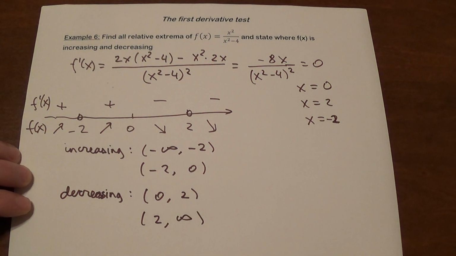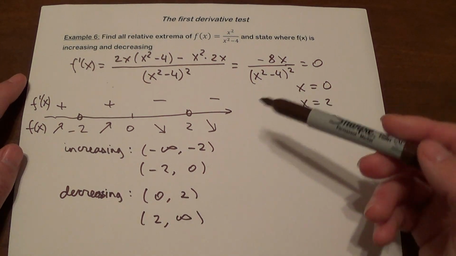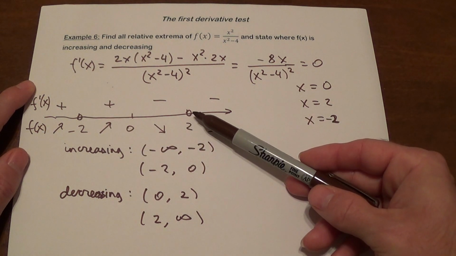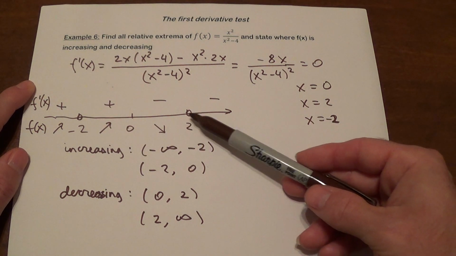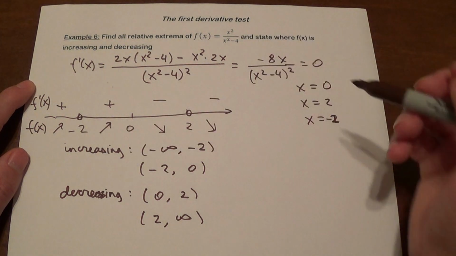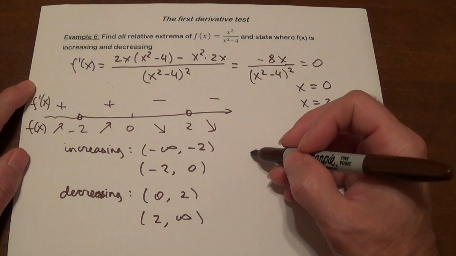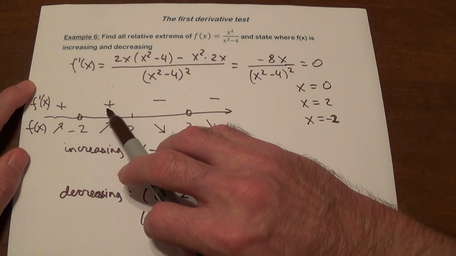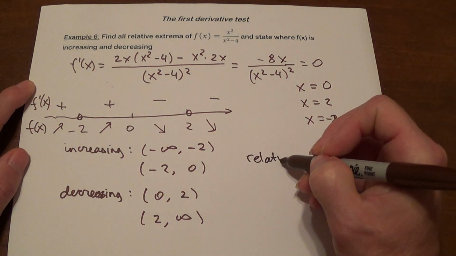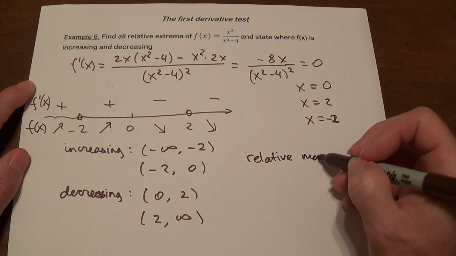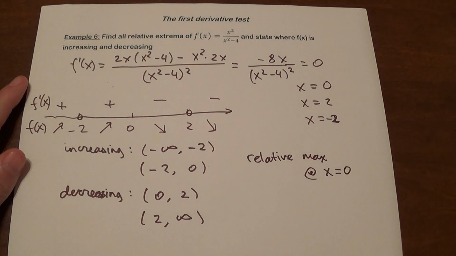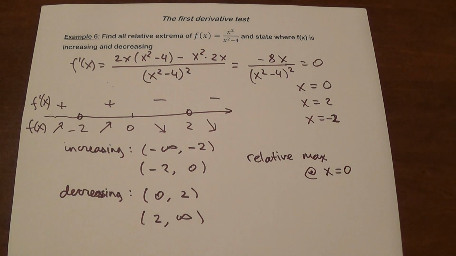What are relative minimum, relative maximum? Well, you have to be very careful. These 2 points are discontinuities anyway, so they would not be, and besides, you don't have any sign changes there. But you do have a sign change at 0, and this function is defined at 0. And the first derivative changes its sign from plus to minus, which means it's a relative maximum. So we have a relative max at x equals 0.